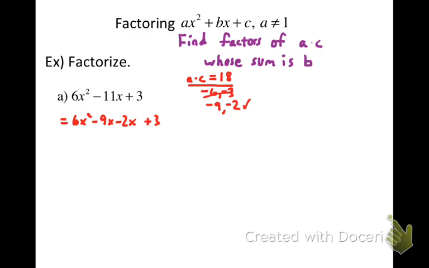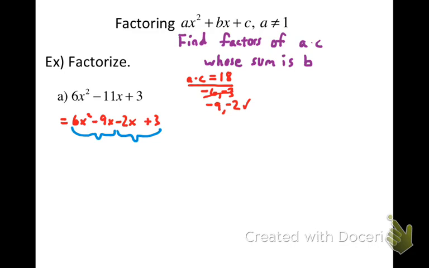Now that we've got 4 terms, we're going to group pairs of terms together. We're going to group the first pair of terms together. We're going to group the second pair of terms together. And from each of those groups, we're going to try to find the common factor, the greatest common factor for the 2 terms in that group.